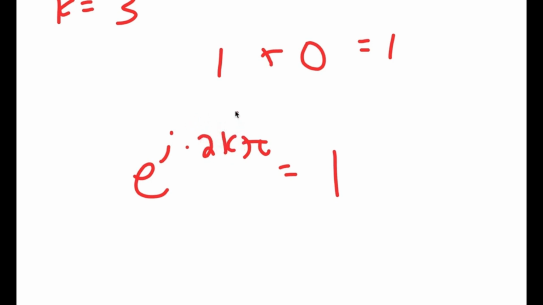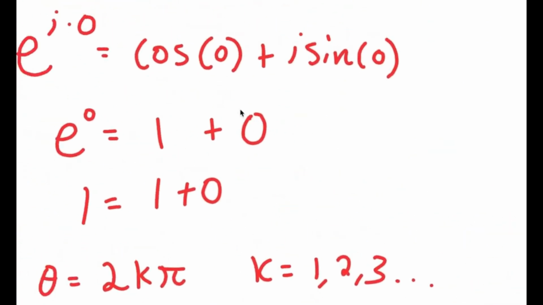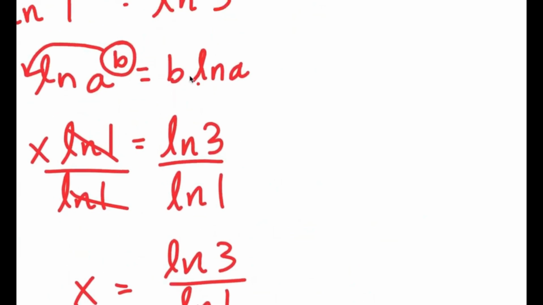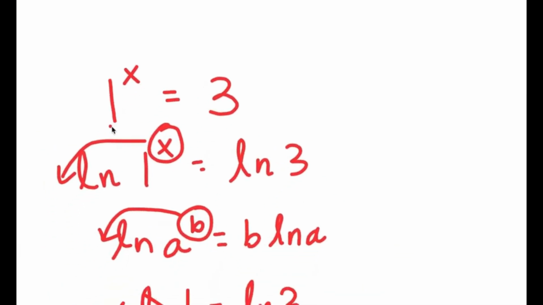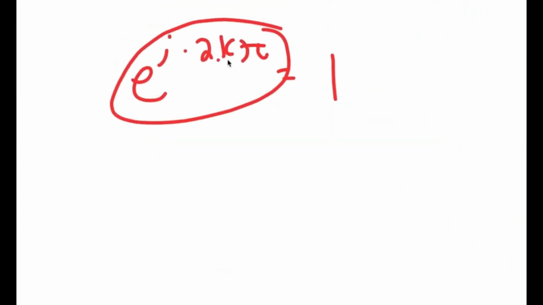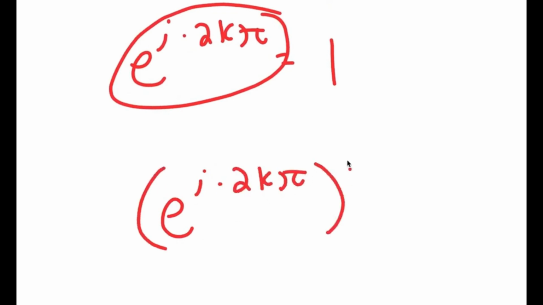So now this means that we can substitute this back into our original equation, which is e to the power of x is equal to 3. This is our original equation, and we can substitute in 1 for e to the power of i times 2k pi. So now I get e to the power of i times 2k pi, to the power of x, is equal to 3, and this is my new equation.